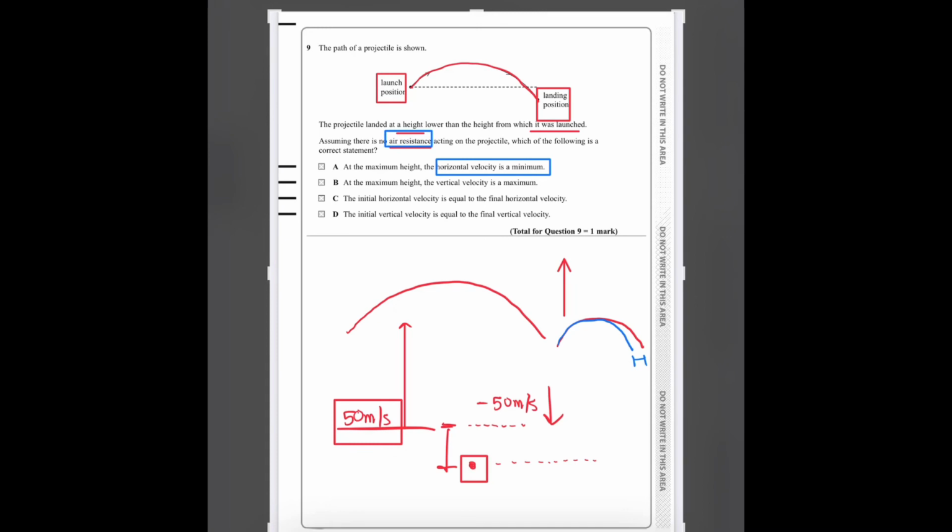B, at maximum height the vertical velocity is maximum. This is also not correct, because at maximum height the vertical velocity is 0. C, the initial horizontal velocity is equal to the final horizontal velocity. This is correct because there is no air resistance acting. Part D, the initial velocity is equal to the final velocity. It is also not correct because it is traveling the extra distance when it is going downwards. If the ball reached the same level of ground as when it was launched, option D would have been correct, but now the only correct option is C.